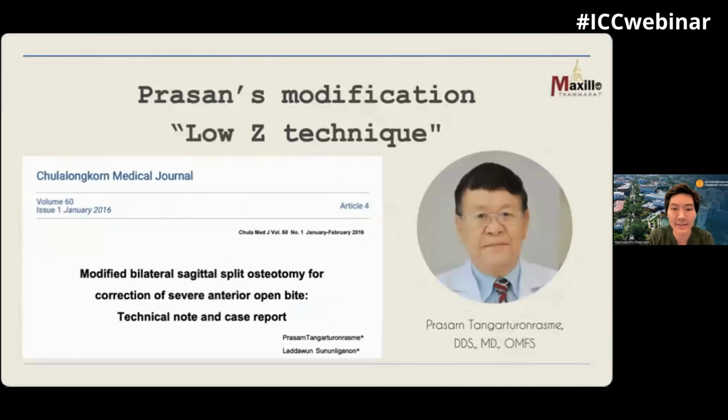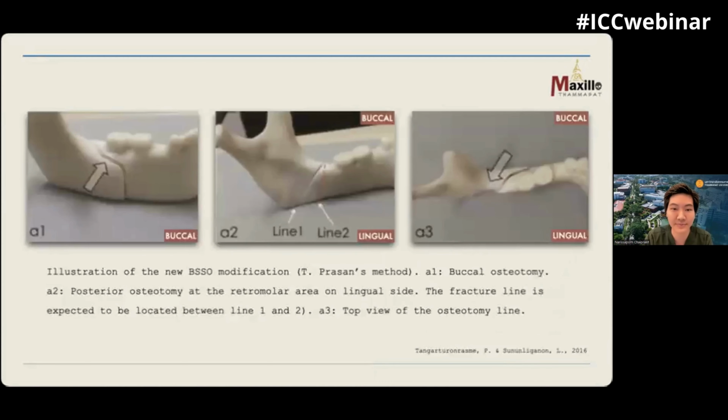In Thailand, a BSSO modification technique was invented in 2004 and published in 2016 by Dr. Prasan Tangchaturon Lasami. I have learned from him since my residency training at Chulalongkorn University. We call the technique low-Z plastic BSSO.